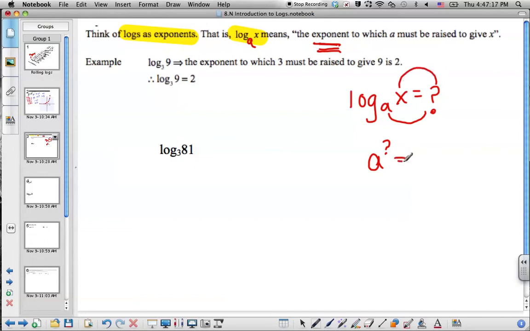What power do I need to raise A to give me x? So what power do I need to raise A to get x? And that's what logarithms do. So if we think about this, Mrs. Borb's got a fancy name for this, of course.